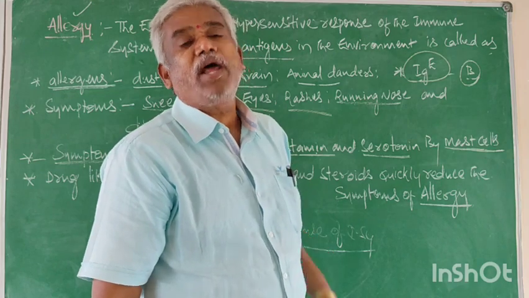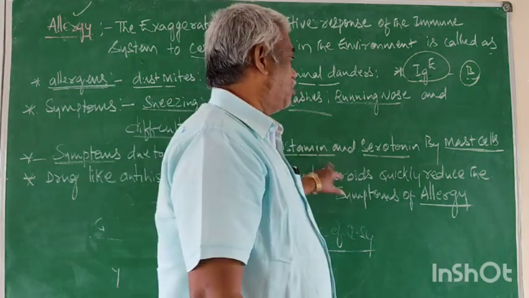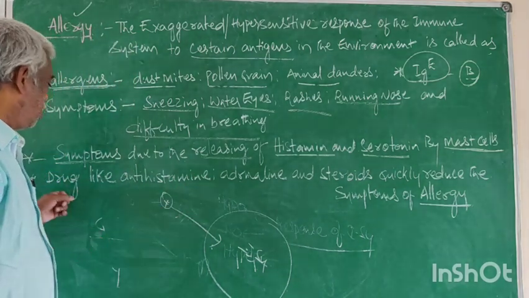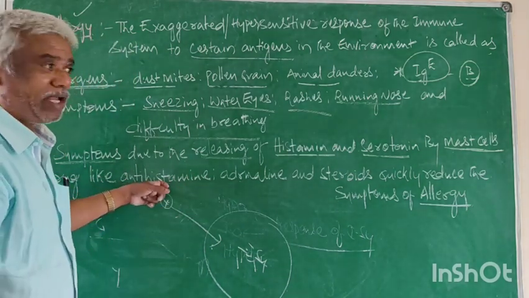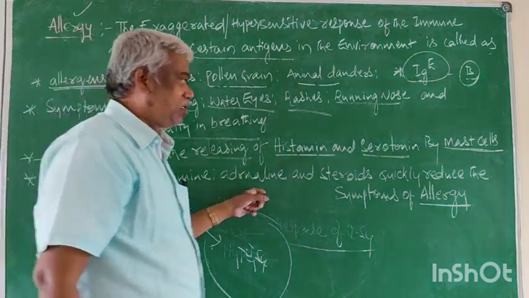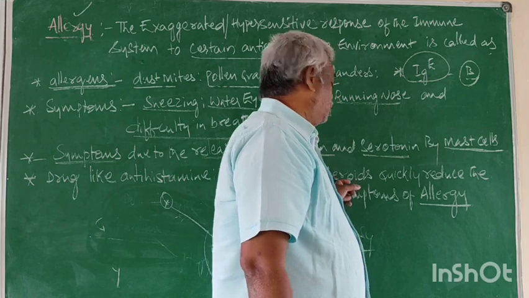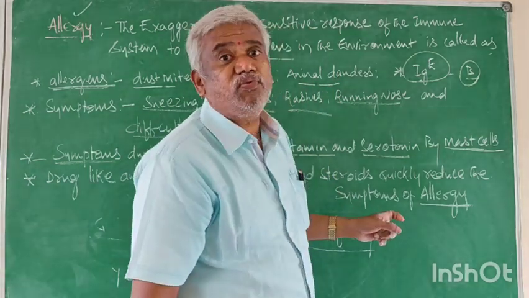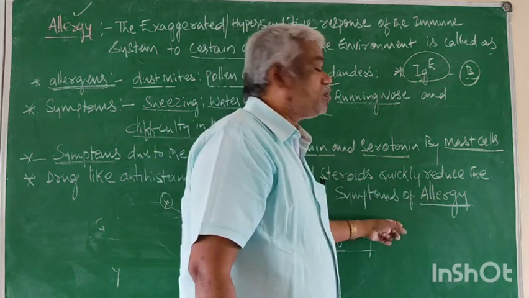Anticoagulant, heparin. Now come to this. Now how can you reduce the symptoms? The drugs like antihistamine, the opposite of histamine, antihistamine, adrenaline, steroids. These are the 3 chemical substances which give relief from the symptoms of allergy.